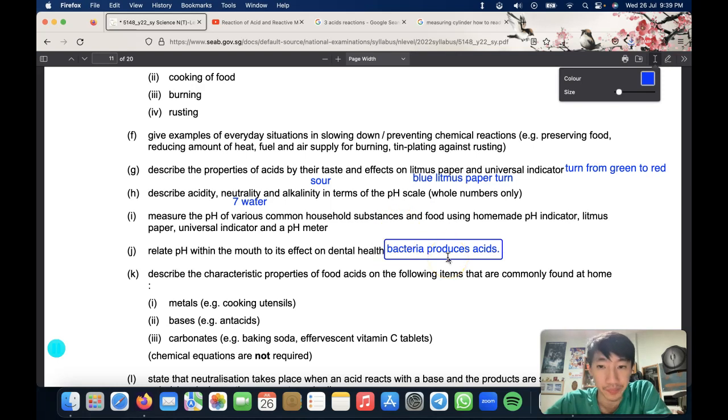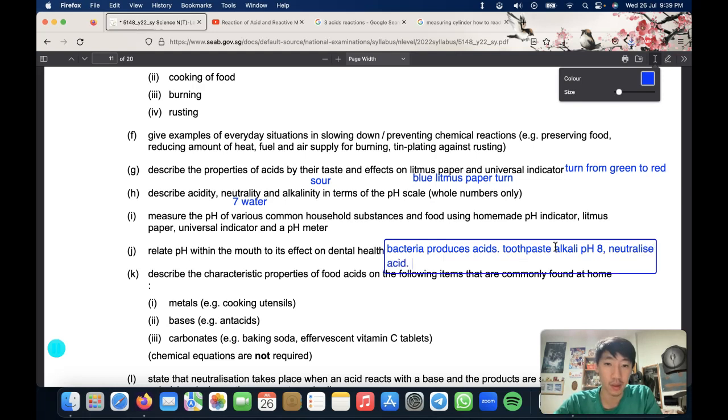They produce acid. And so firstly, of course, you need to brush your teeth to remove the bacteria from your teeth. But besides that, your toothpaste is usually alkaline. Maybe the pH is about 8 or maybe even 9. Usually not too strong, just a mild alkaline. So why is toothpaste alkaline? This will neutralize the acid and prevent tooth decay. Because the acid is the thing that would actually cause your teeth to have decay, and then get cavities.